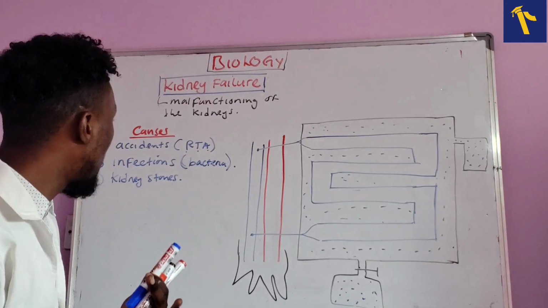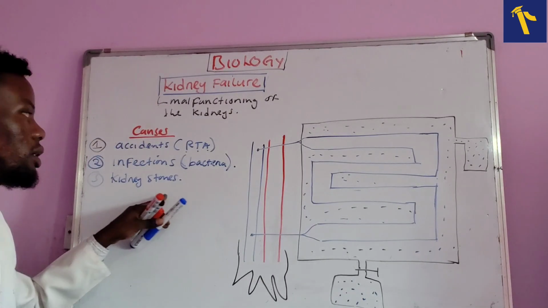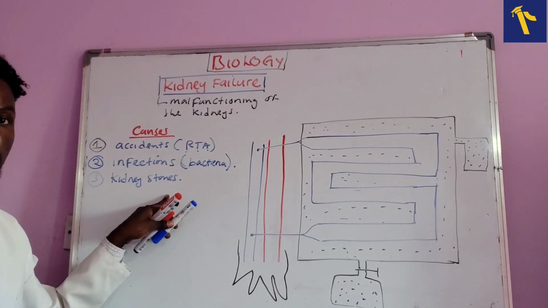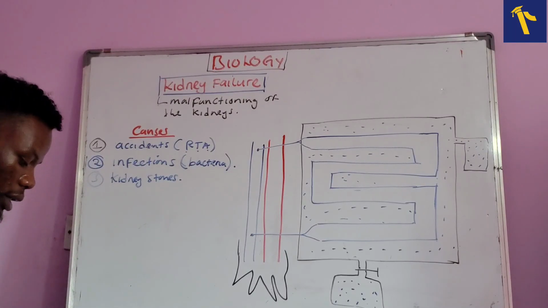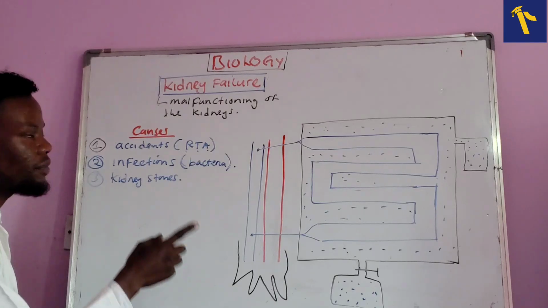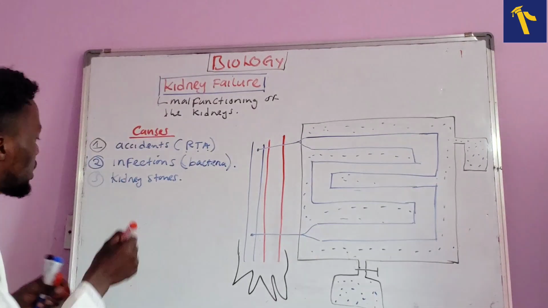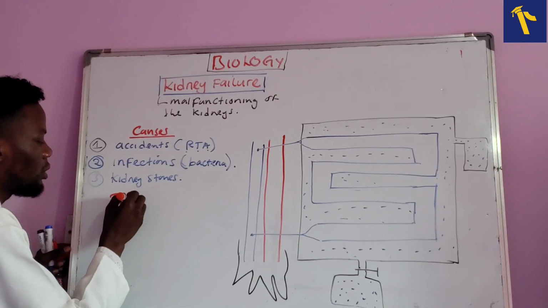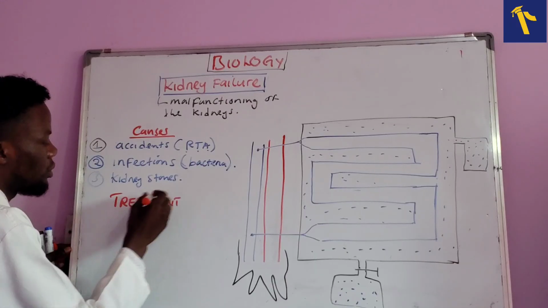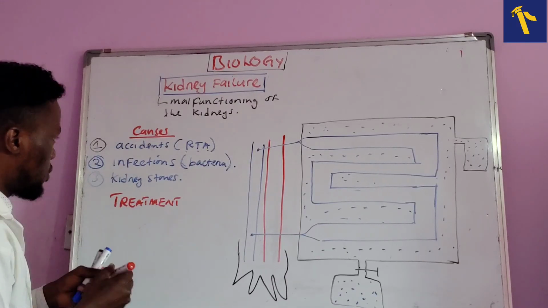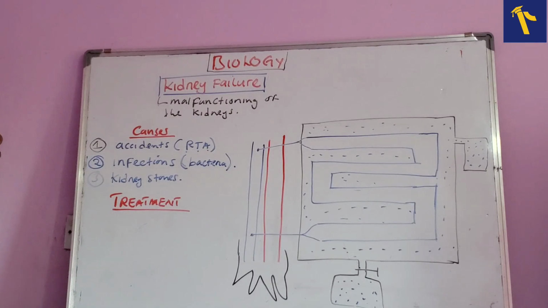You can have accidents, you can have infections, as well as you can have kidney stones. So these are the things that can cause kidney failure. Now, if someone is having kidney failure, how can you treat it? Let's talk about the treatment. So what is the treatment of kidney failure?